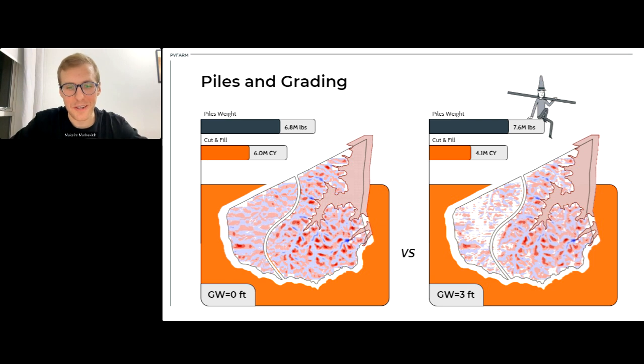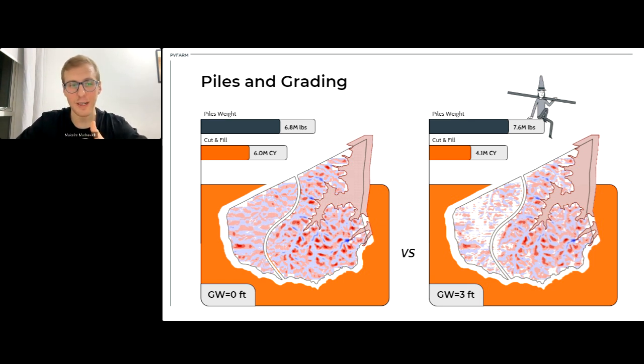We took here a bit of extreme cases, like a 0 feet grading window and a 3 feet grading window. You can see that in the left example, we have 6 million cubic yards of dirt versus 4.1 on the right, because we increased the grading window, so we needed to grade the existing grade less, right? And then the piles weight, however, goes up simply because the grading window is higher. So basically the minimum and maximum pile reveal will be higher. That's why you see 6.5 million pounds on the left versus 7.6 on the right. So that's how the grading window affects piles.